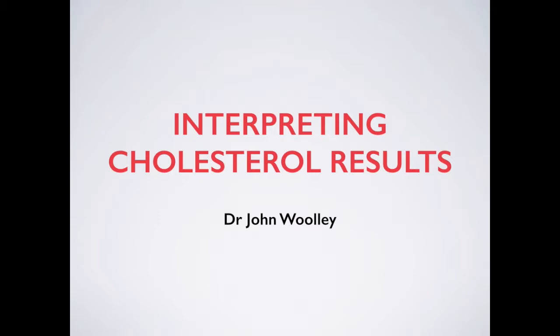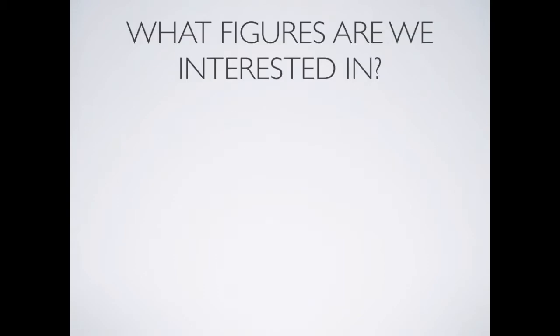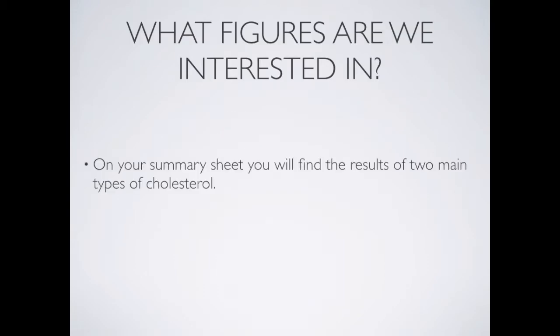In order to look a little bit more closely at your cholesterol results, we've decided to look at 2 main figures. On your summary sheet, you will find the results of 2 main types of cholesterol. The first is total cholesterol and the second is HDL. We're now going to talk about each in a little bit more detail.